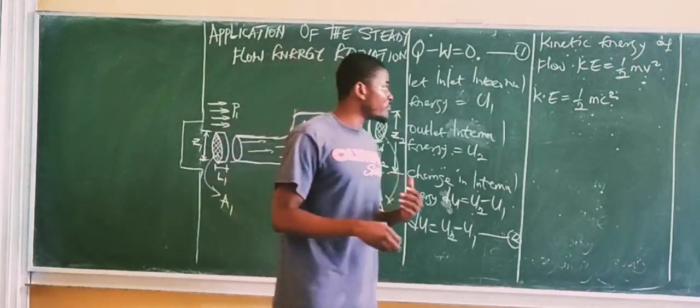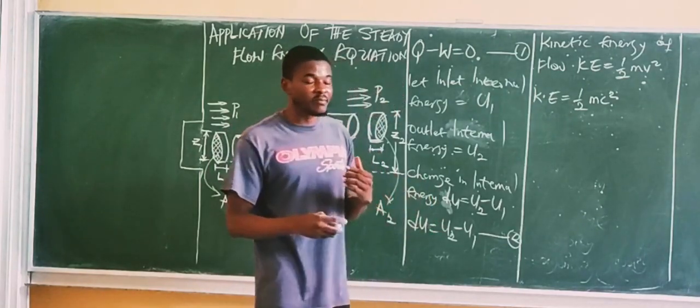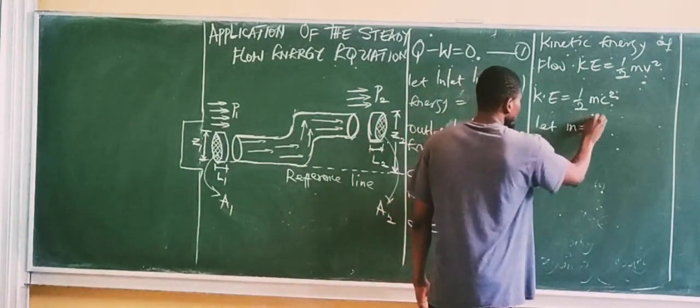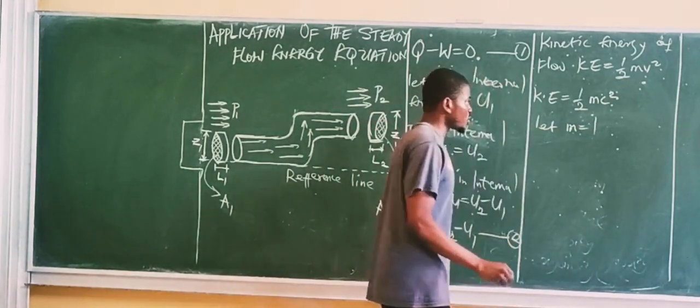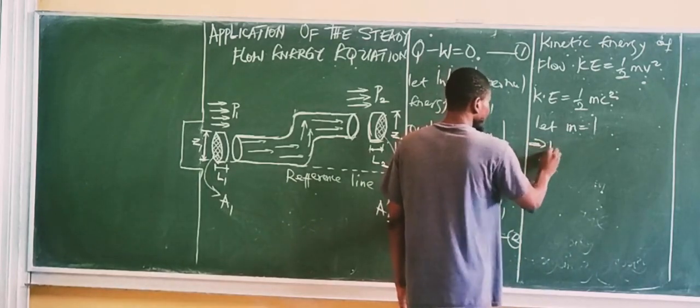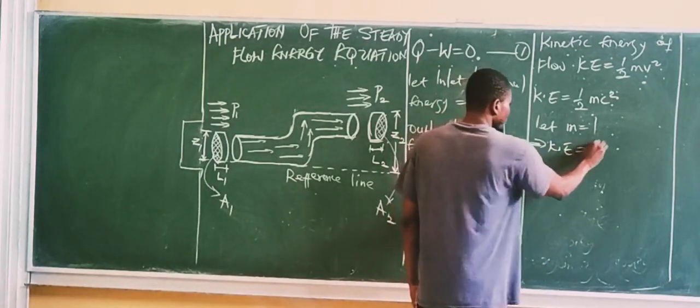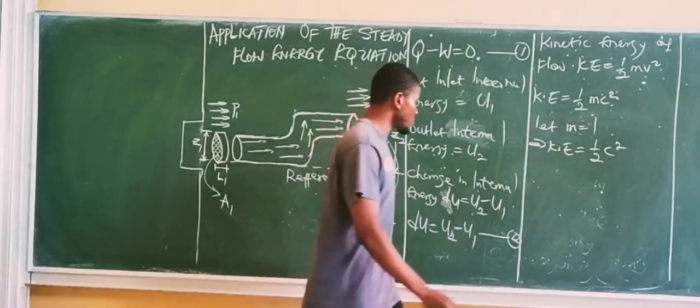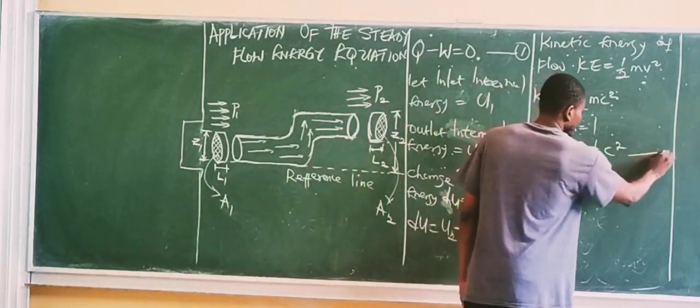Measuring the kinetic energy with respect to the unit mass simply means letting m be equal to 1 kg. If m is equal to 1, then the kinetic energy is equal to 1 over 2 c squared. Let's call this equation 3.